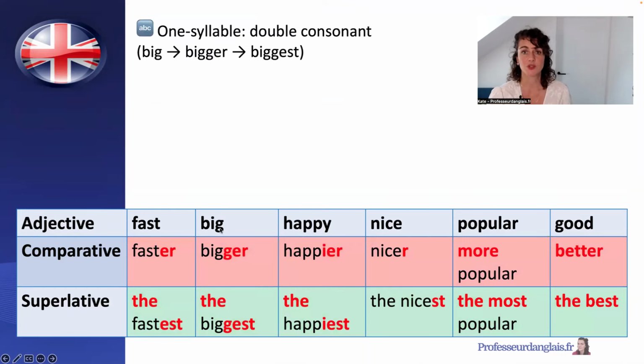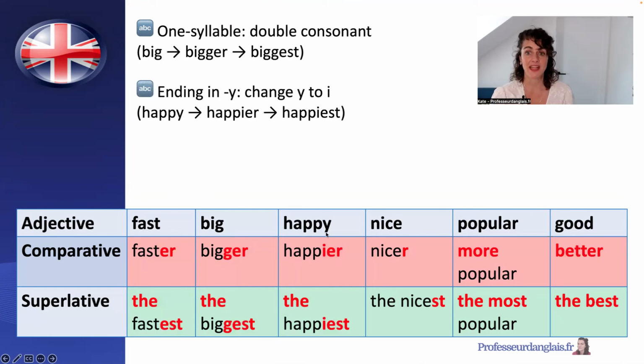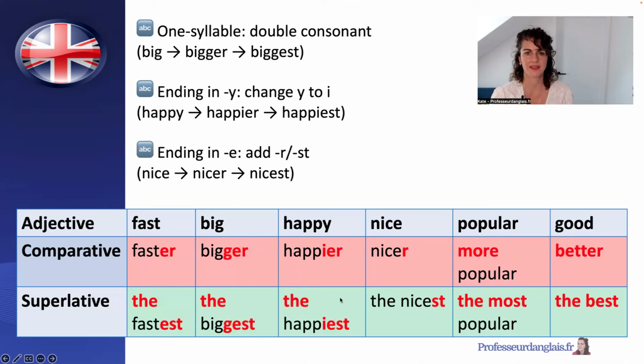If the adjective has one syllable, like big, we double the consonant and then add ER or EST. Big, bigger, the biggest. If our adjective ends in a Y, we change the Y to I and then add ER, EST. So happy, happier, the happiest. If our adjective ends in an E, we just add an R and an ST. There's no need for an additional E.